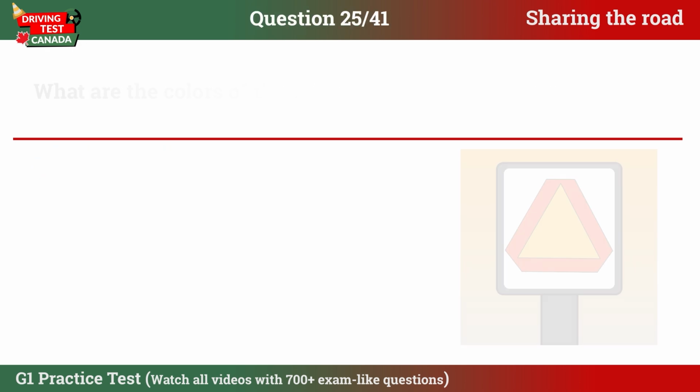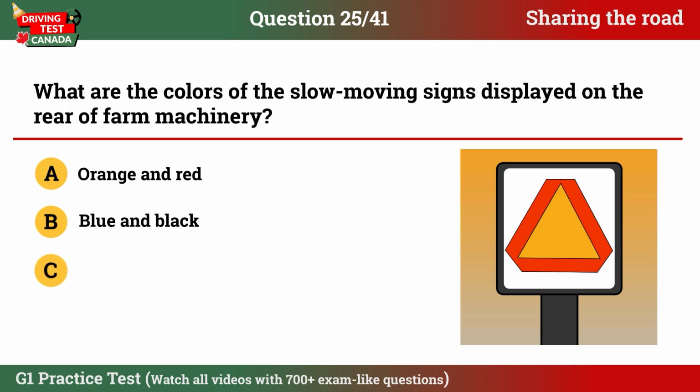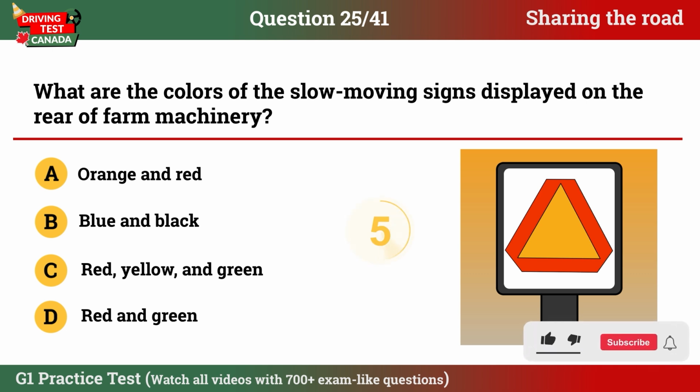Question 25. What are the colors of the slow-moving signs displayed on the rear of farm machinery? A. Orange and red. B. Blue and black. C. Red, yellow, and green. D. Red and green.